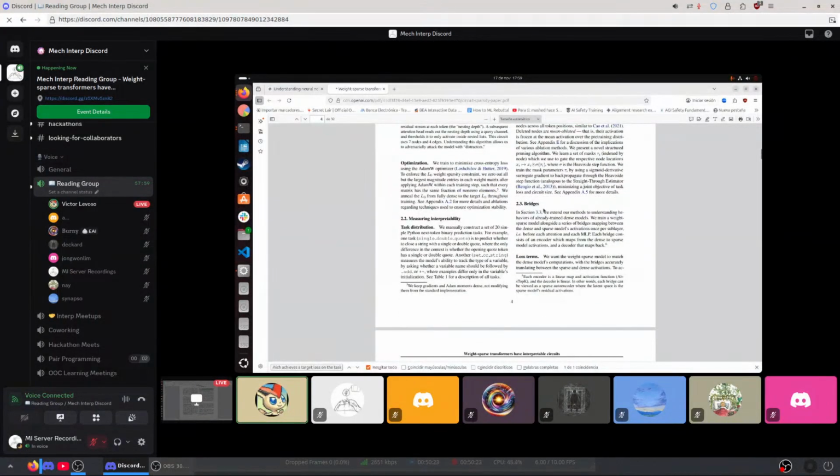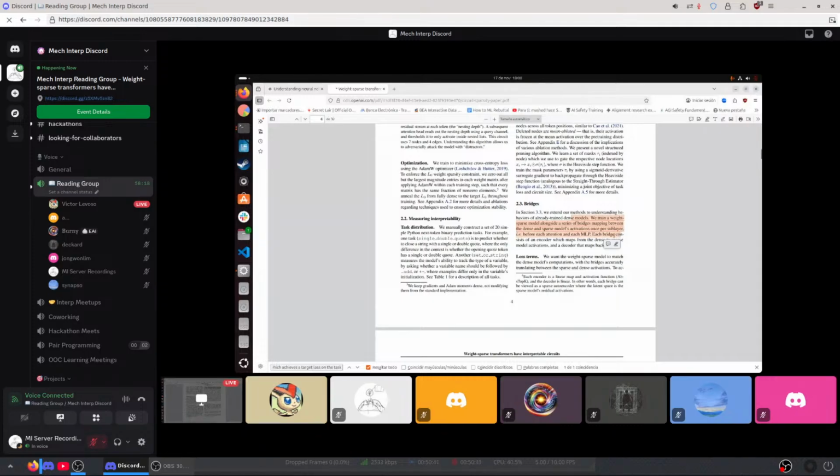Also, yeah, we're here. Let's also look at the bridges thing. We train a weight-sparse model alongside a series of bridges, maybe with the dense and sparse model activation once per layer.